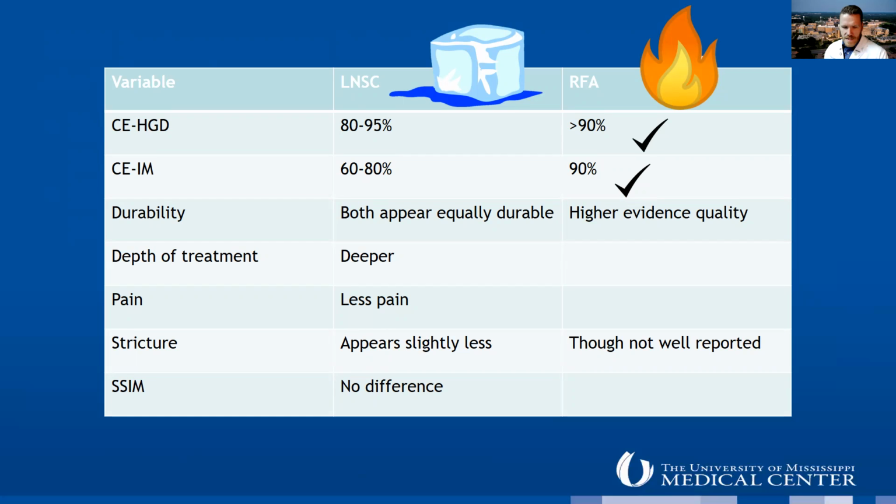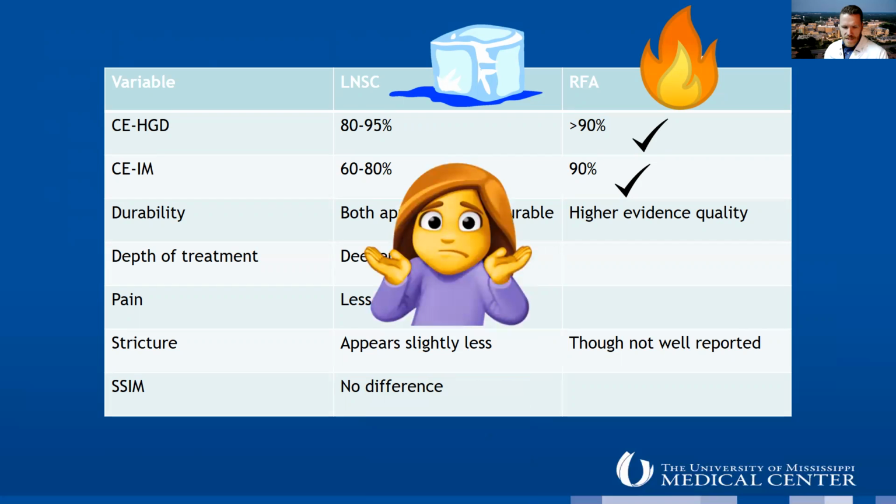We do know that the depth of treatment is deeper with spray cryotherapy, and that along those lines they do have less pain. In regards to stricture, it appears slightly less for cryotherapy, but there's definitely a lack of good data there. And for buried glands, there doesn't appear to be any difference. So in conclusion, I don't exactly know what's best there.